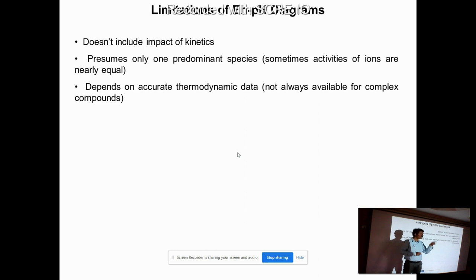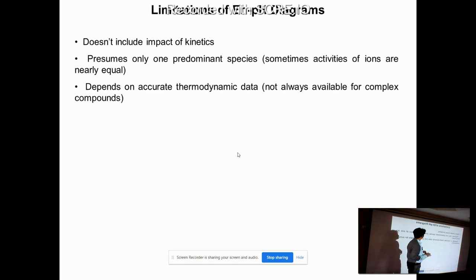What does it take into account? It takes into account only the pH and the potential, at a constant temperature of 25 degrees centigrade or 298 Kelvin, and a concentration of 10 power minus 6 moles per liter. That is what it is taking into account. So that is the first limitation: it is not taking into account the kinetics.